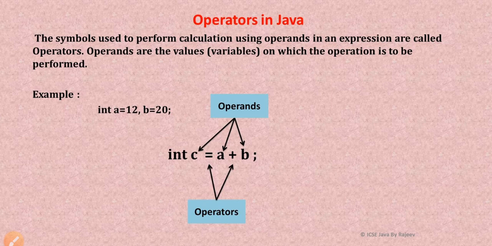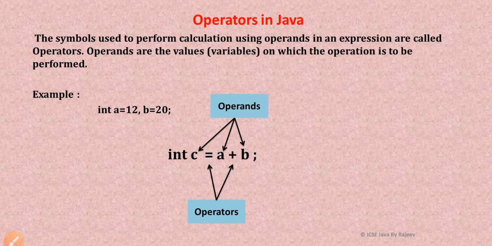Operators are the symbols used to perform calculations using operands in an expression. Here operands means the values or variables on which the operation will be performed. So let us see with an example.